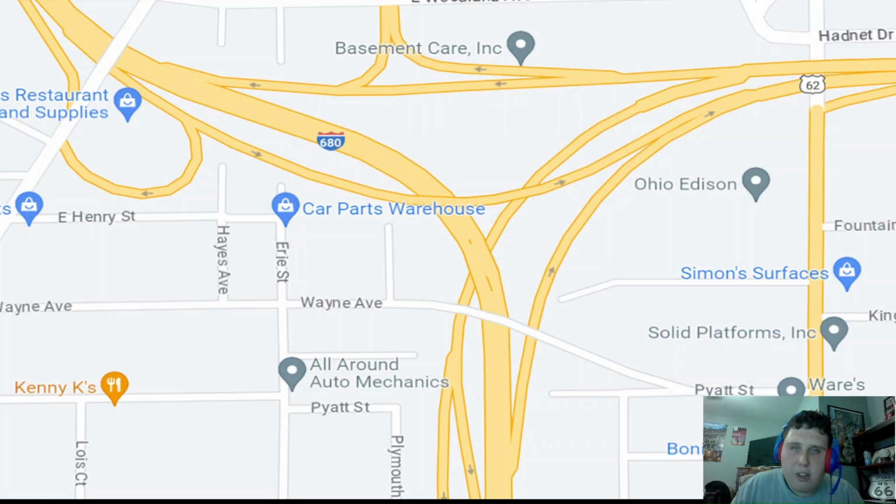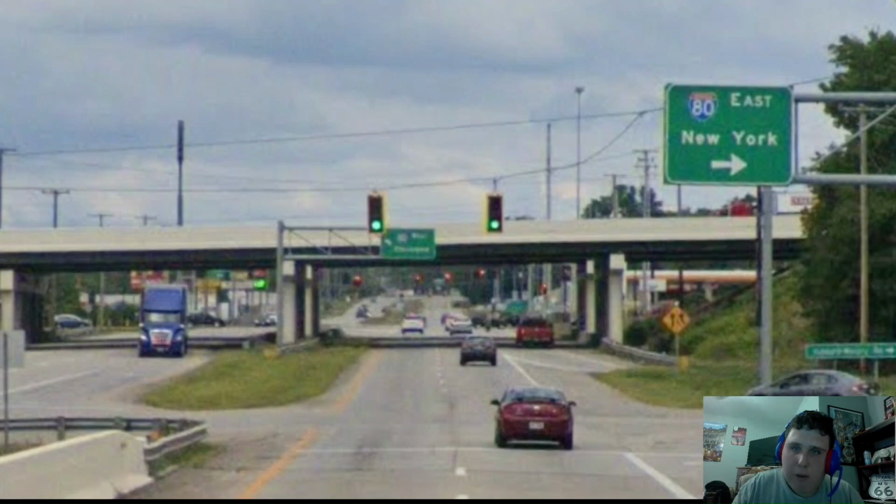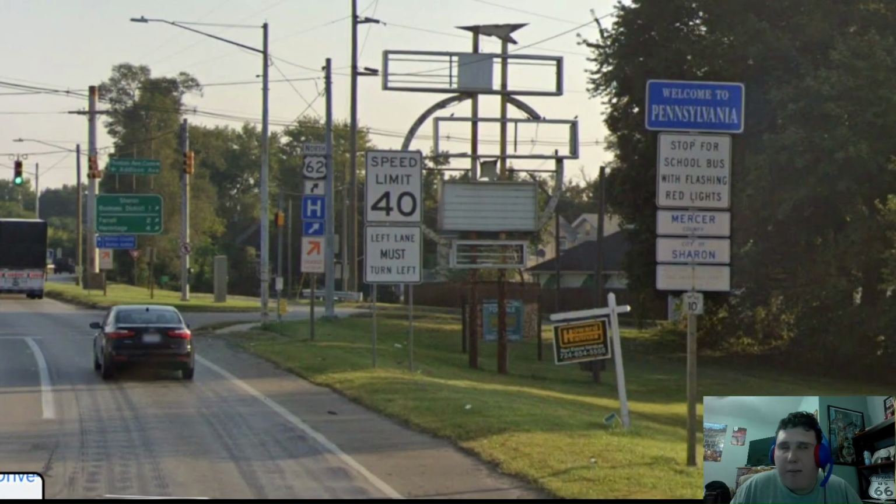Here in Youngstown, we're actually meeting Interstate 680, and we immediately split off from Interstate 680 and head into Pennsylvania. And here we're meeting Interstate 80, and 80 is correctly signed for New York, while 80 West is signed for Cleveland. And shortly after passing through Youngstown, we enter into the state of Pennsylvania. Let's see what Pennsylvania does with US Highway 62.